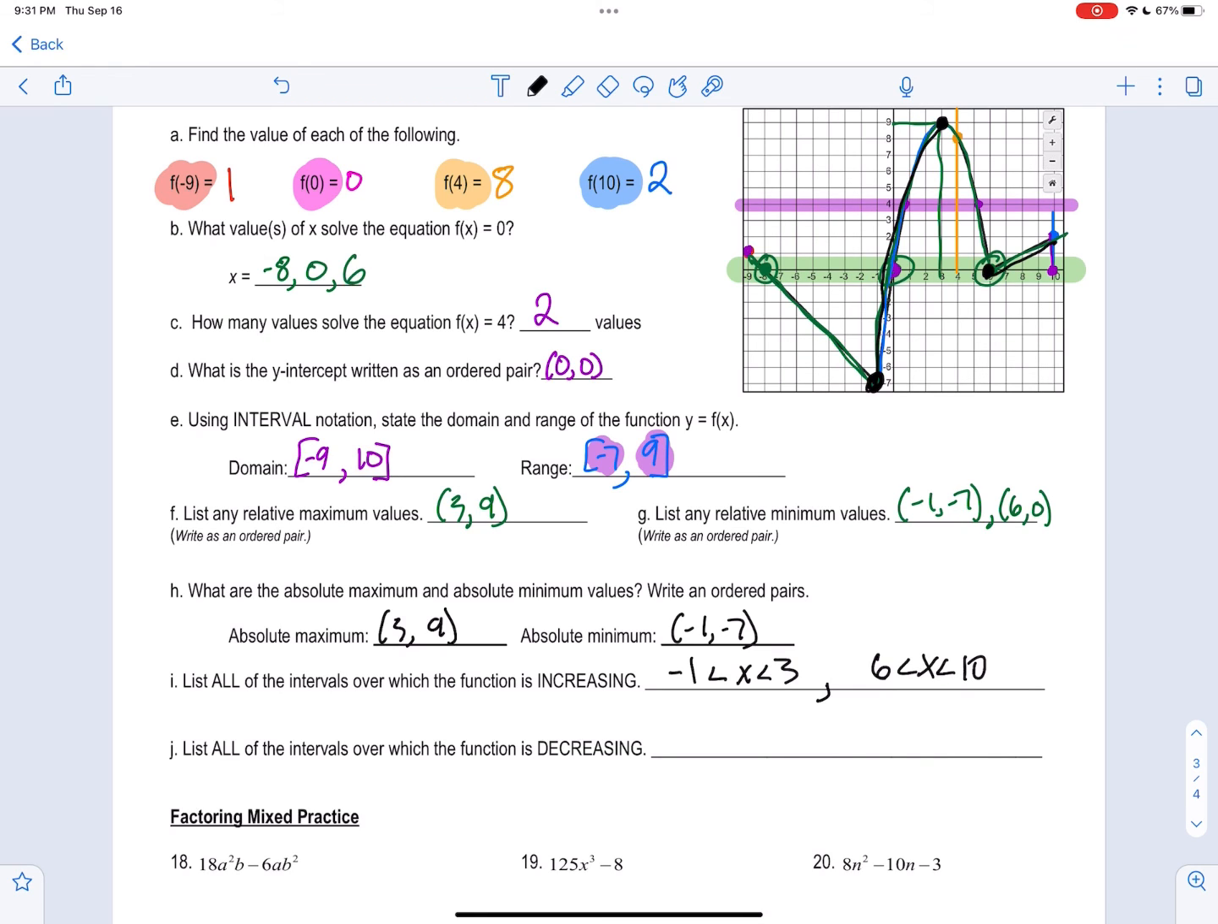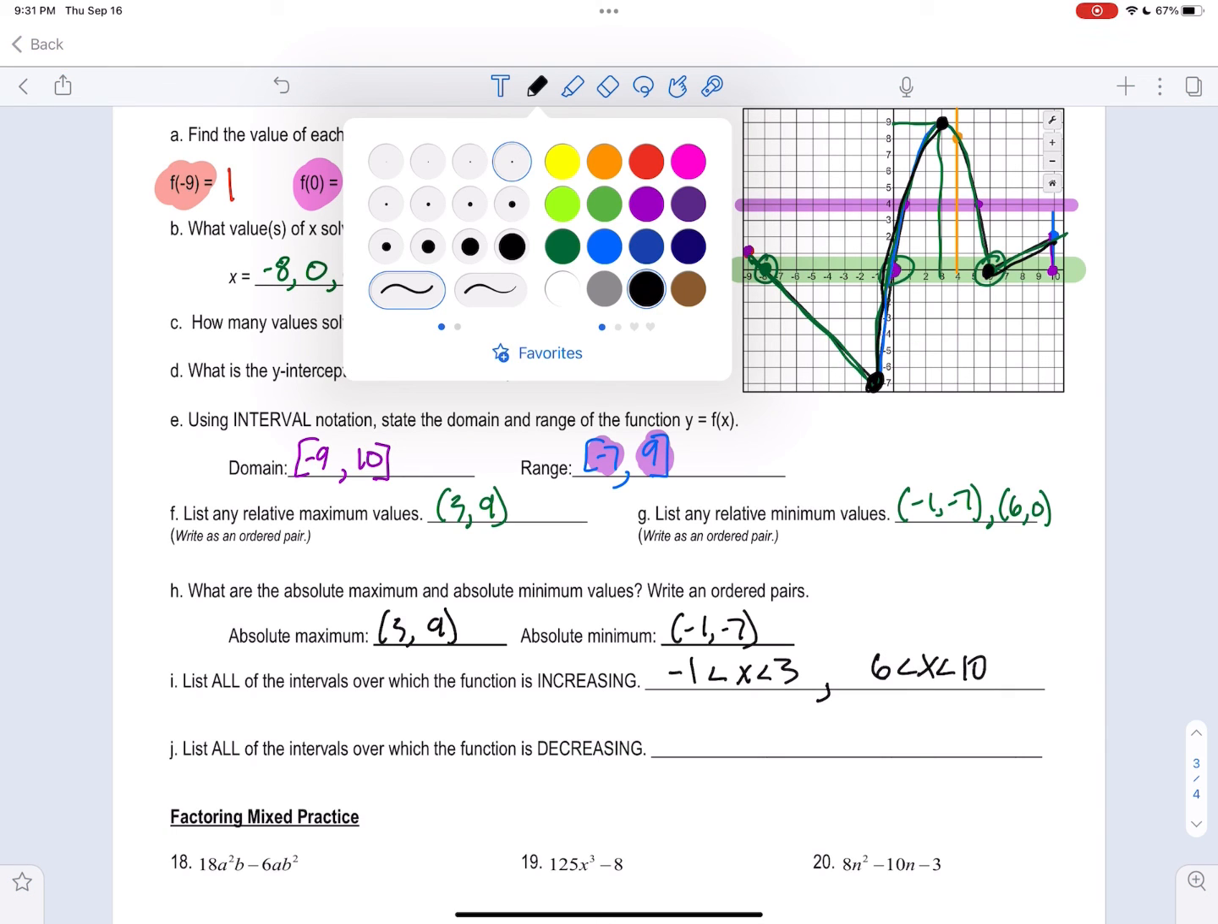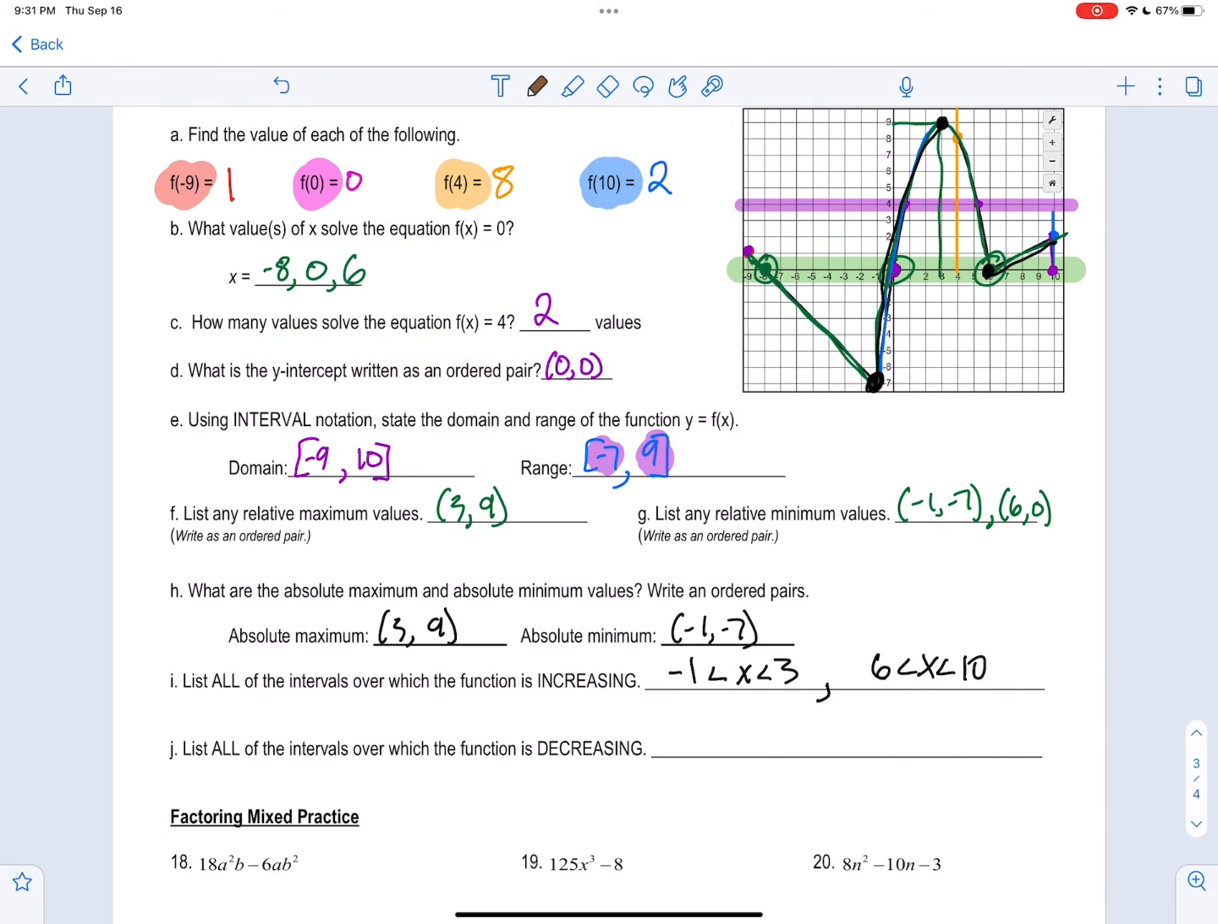And then if I want to find the values for which the function is decreasing, I can start at my endpoint and see that my function is decreasing all the way down to my minimum, which is -1, -7. So from the x values of -9 to -1, my function is decreasing. And then if I take a look at my absolute maximum, I see that my graph is decreasing from an input of 3 all the way to an input of +6.